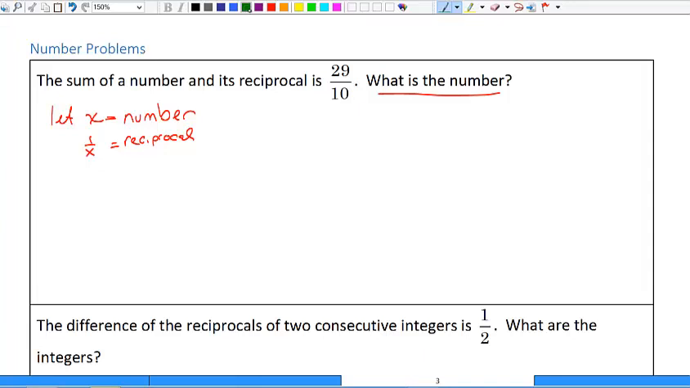Step 2 says, can you draw a picture? Not on this one. Step 3, write your equation. The sum. Let's go back and read. The sum. When it says sum, I know I'm going to stop and write plus. Let's keep reading to find out what we're going to be adding. The sum of a number. Well, that's the x. And its reciprocal. Those are the two things I'm adding. So x plus, because of the word sum, the reciprocal 1 over x, is, do you remember what is means? That's equals 29/10.